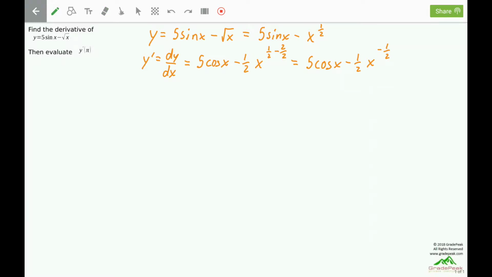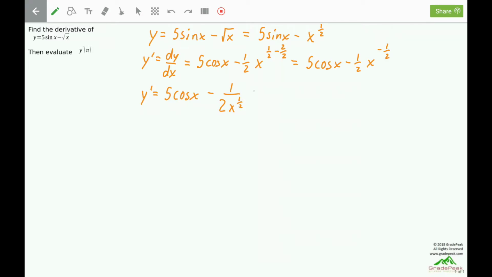Now, since I have an x raised to a negative exponent, I'm going to move it to the other position. Right now it's in the numerator. I'm going to move it to the denominator. So I have 5 cosine x. I'm not going to do anything with that term. Minus 1 over, I'm going to move x to the negative 1/2 to the denominator with the 2, and I can then call it a positive 1/2 power.